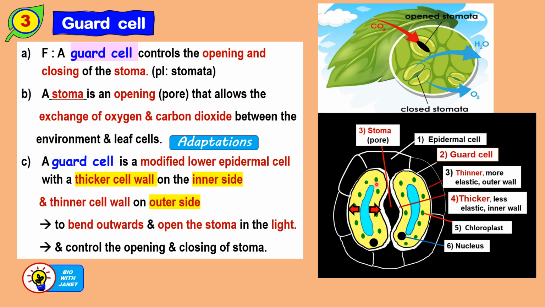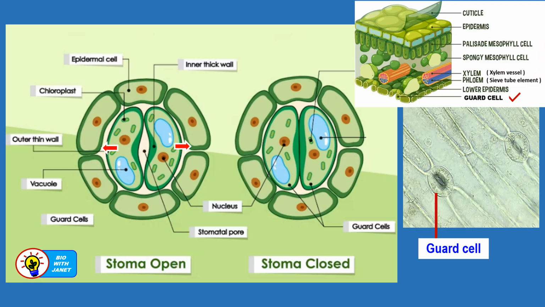So when the guard cells are turgid and full of water, they will curve outwards. This arrow here, outwards. And this guard cell will also curve outwards on this side, and the stoma will open. So the adaptation of the thicker, less elastic inner wall and the thinner, more elastic outer wall is important to help the stoma to be opened by the guard cells. Now, if you're not sure of the mechanism of opening and closing of the stoma, it's okay. You just memorize this adaptation for the time being.